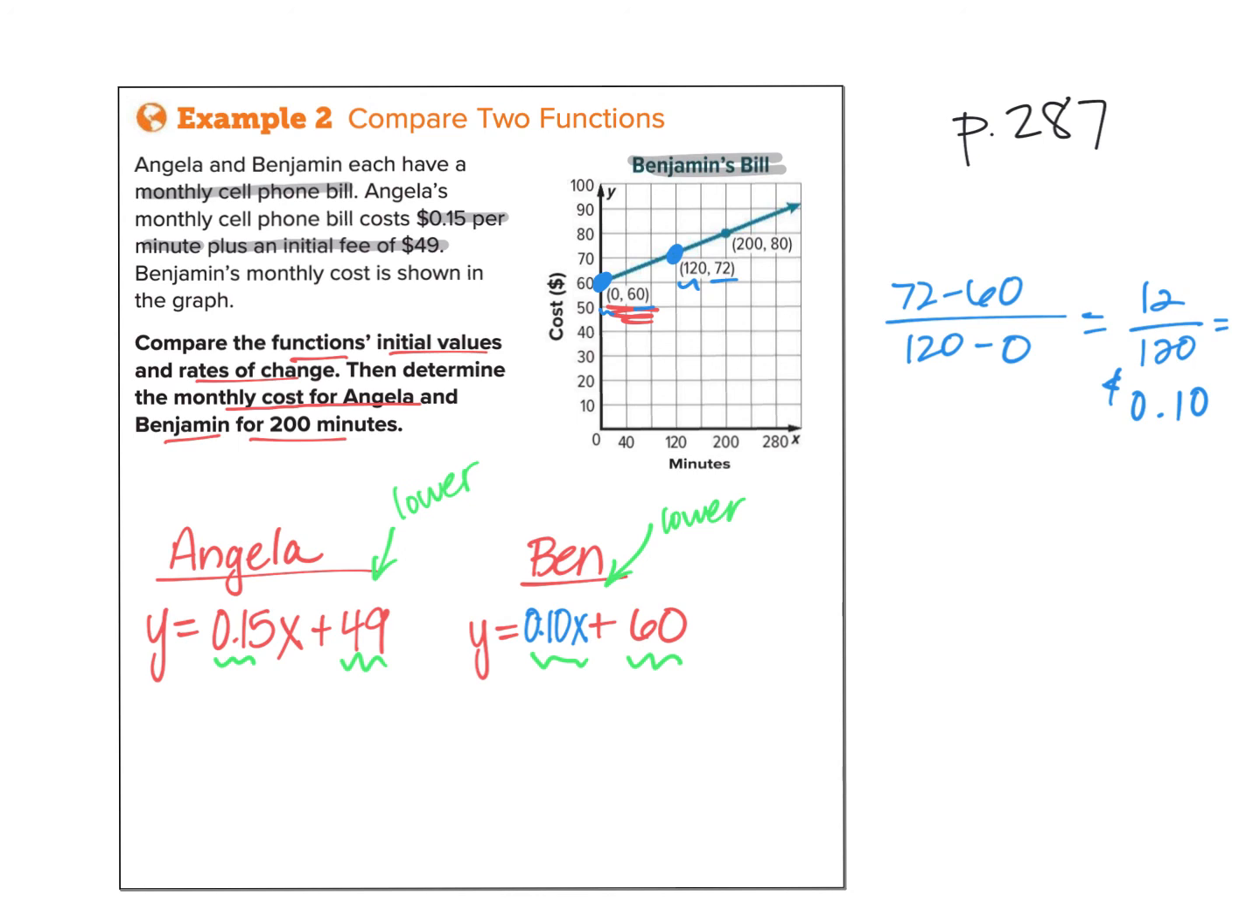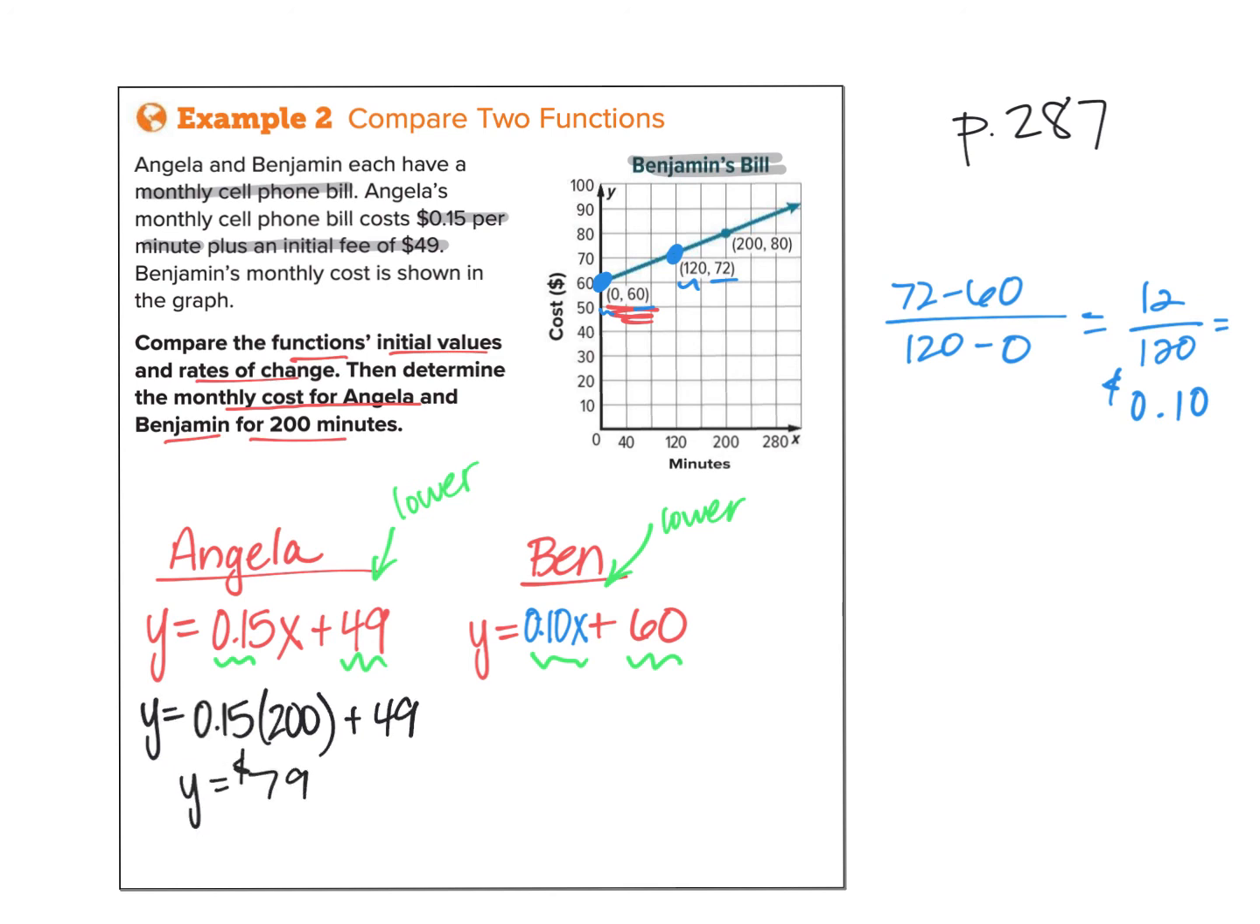Last thing it asks us is how much will it cost for each of them for 200 minutes? Let's start with Angela. Angela is 0.15 a minute. And for 200 minutes, I would times by 200 and then add 49. So why don't you grab your calculator and let's do 0.15 times 200 and then add 49 to that. It looks like I get $79.